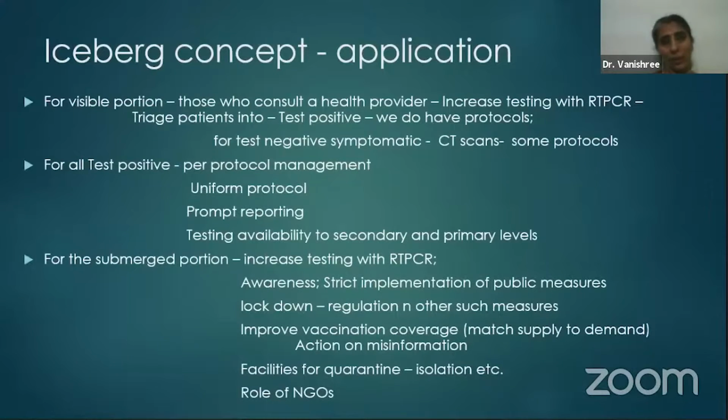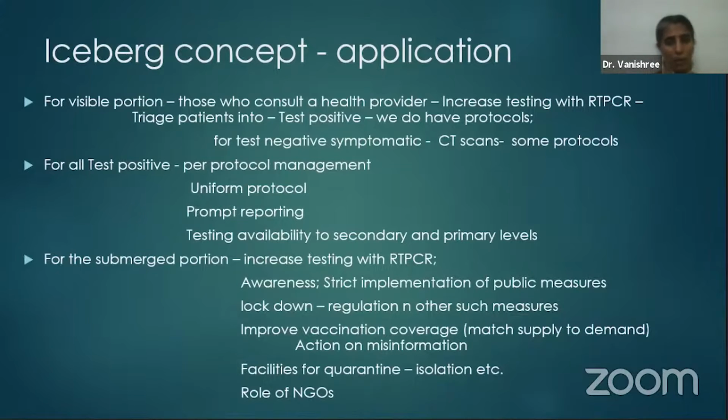So what we can do for the different phases, because hygiene now we have to see not only from the sanitary or the cleanliness aspect, but we have to take into measure all the aspects that involve healthful living. So what we can do with this iceberg concept for the visible portion, those who consult a health provider, one thing we all know is to increase the number of testing facilities, and testing has to also reach the primary and the secondary levels, where people have to travel 2 hours to reach a health facility just for RT-PCR testing. So we can take them to the rural and the secondary levels, and then we have to triage patients into test positive and test negative.